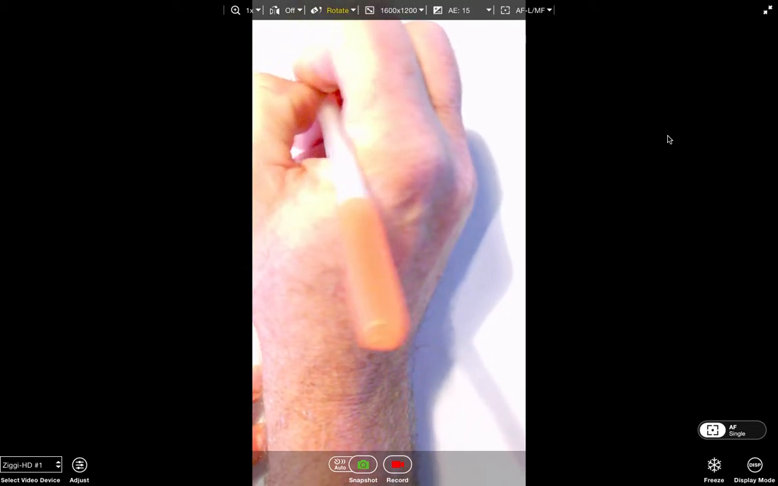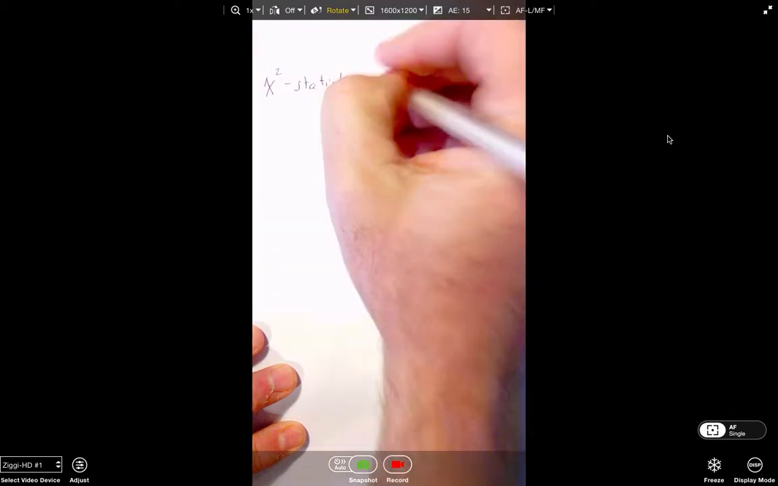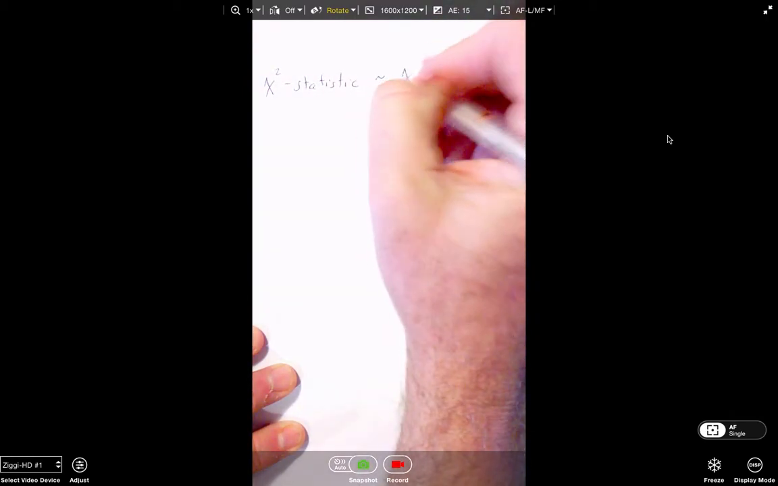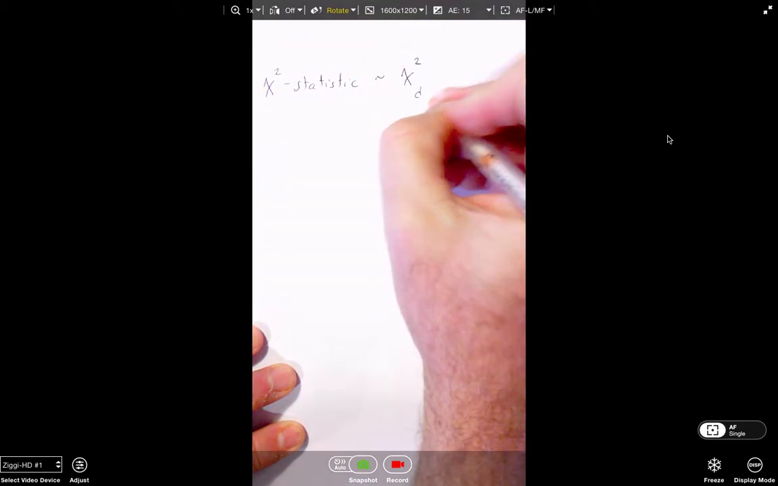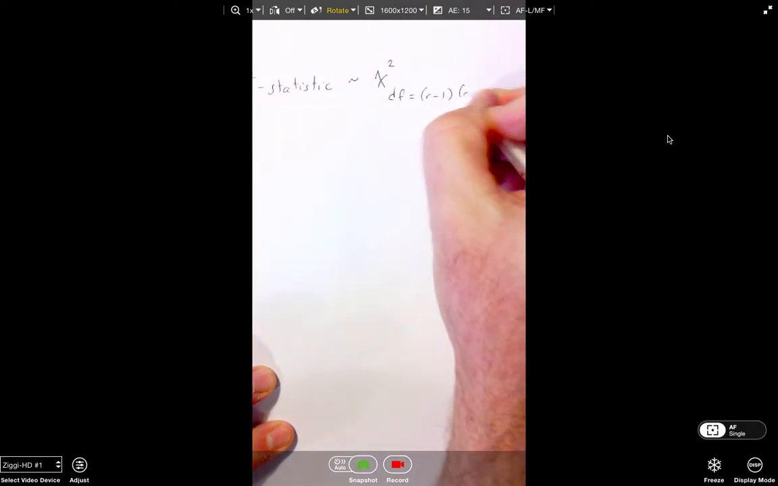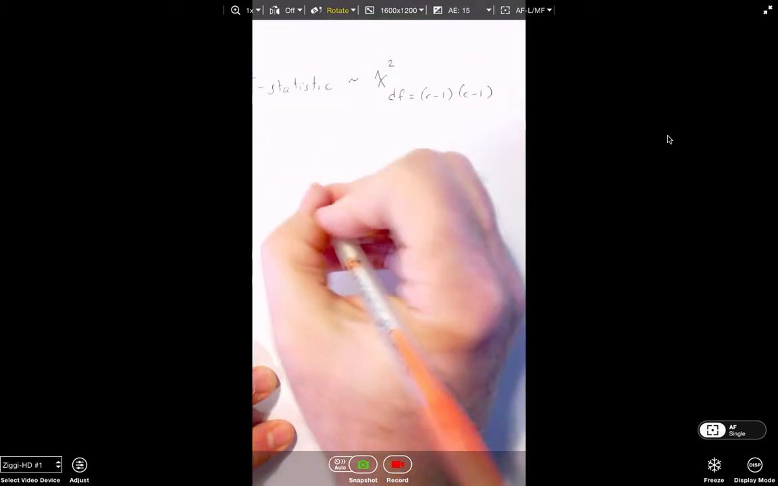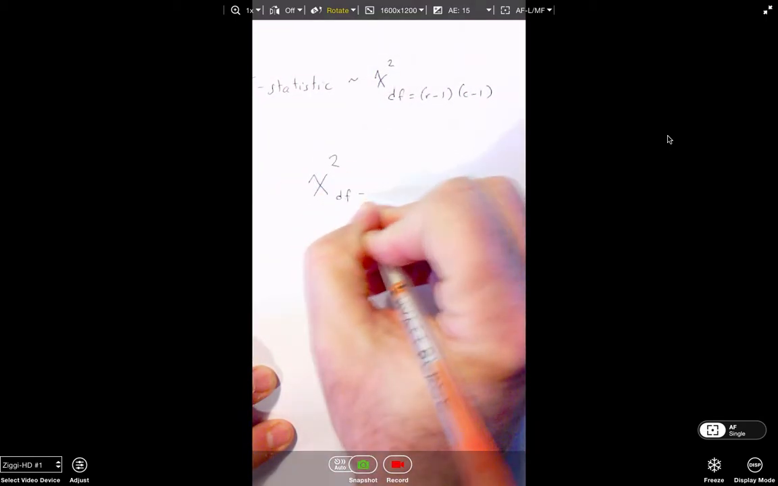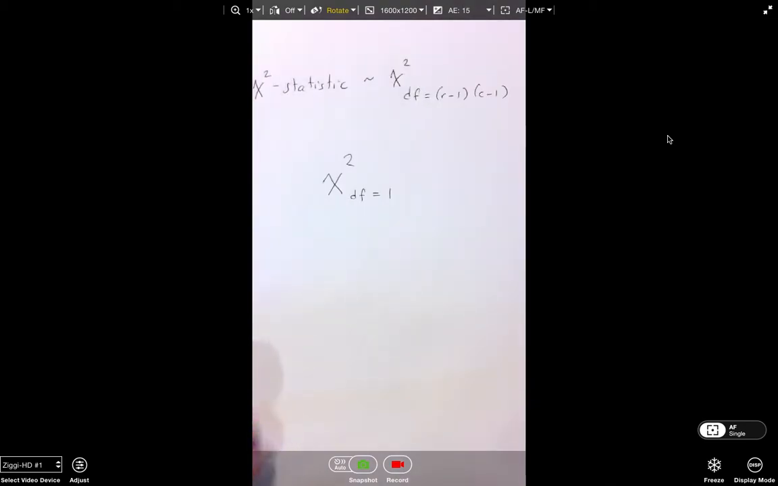Now, this distribution is the Chi-Square Statistic. It follows approximately the Chi-Square distribution with degrees of freedom, the number of rows minus 1 times the number of columns minus 1. So because we have 2 rows and 2 columns, our Chi-Square statistic will be modeled by the Chi-Square distribution with degrees of freedom equal to 1.